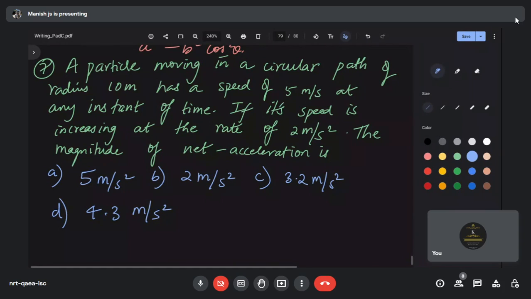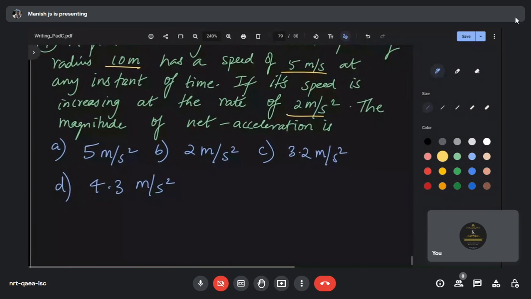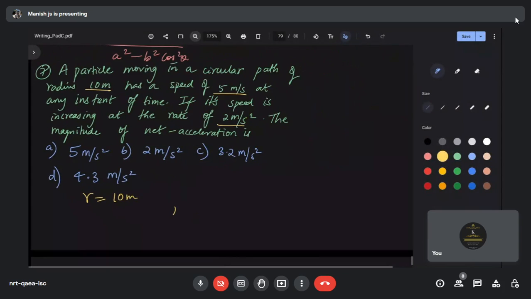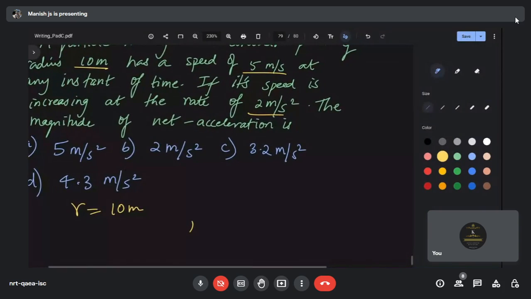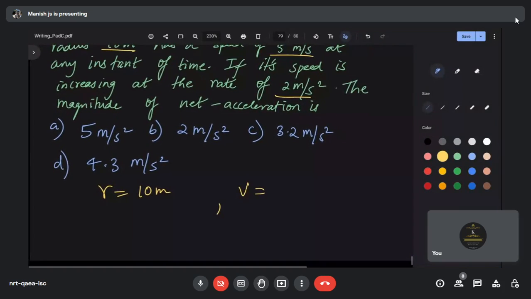What do we have in the question? என்னென்ன கொடுத்திருக்காங்க நம்ம கிட்ட? What is the given data in the question? அது first நம்ம புரிஞ்சுக்கலாம். Radius is given. Good. R is சரி. அப்புறம் Speed கொடுத்திருக்காங்க. So they have given us the speed. Speed is 5 meters per second.